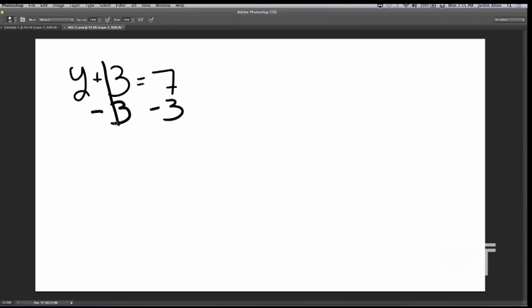Subtracting 3 from the left side will cancel out the adding 3 and will leave us with just y. And then when we subtract 3 from 7, we will get 4. This is solving this equation using the properties of equality.